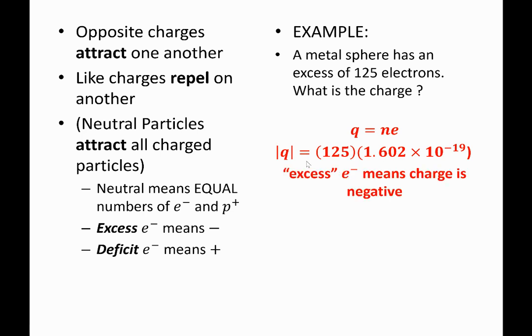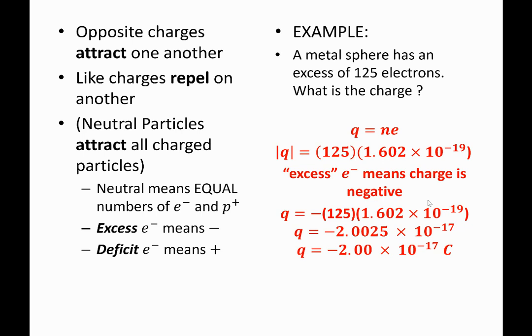Okay? Now, excess charge means the charge itself is going to be negative. So I'm going to remove the absolute value sign by adding in the negative sign on the right-hand side of the equation. So the charge of a metal sphere with extra electrons would turn out to be negative 2.0025 times 10 to the negative 17th. When we round for sig figs, we get our negative 2.00 times 10 to the negative 17th coulombs.